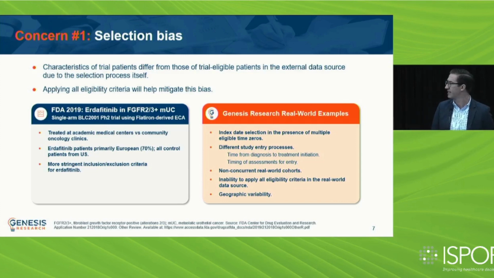The last two bullets on this slide here are similar to what I mentioned in the FDA review, but are key concerns in the fact that it's rare that we can actually apply all eligibility criteria, and that geographic variability can play a concern in selection bias.